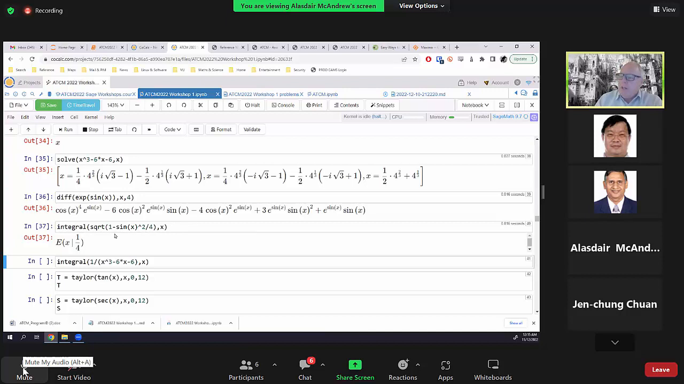This is the integral of the square root of 1 minus sin x squared on 4. It is, in fact, an elliptic integral, and that's exactly what Sage has given us. It's given us an elliptic integral as the answer, which is, in fact, quite correct. So sometimes, if it gives you a value, you might need to interpret it in view of the many, many functions which Sage knows about.